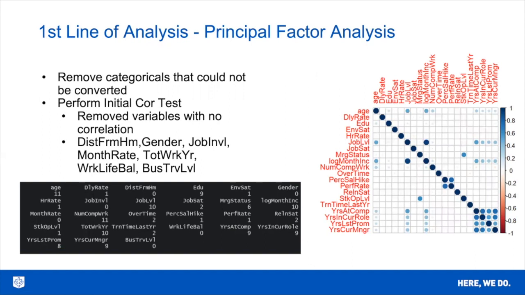We had several that I had to take out: distance from home, gender, job involvement, monthly rate, total work-life balance, and business travel. They all had to be taken out. We got our correspondence plot. We can see some groupings already forming, but it wasn't super clear.